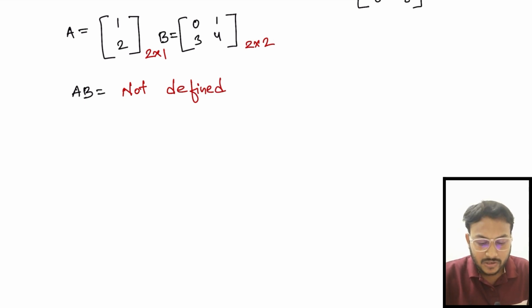So the condition for matrix multiplication is simple. The number of columns in the first matrix should be equal to the number of rows in the second matrix. That is the only rule for matrix multiplication. If the number of columns in the first matrix is not equal to the number of rows in the second matrix, then multiplication of the matrices will not be defined. So that is the only condition for the multiplication of matrices.